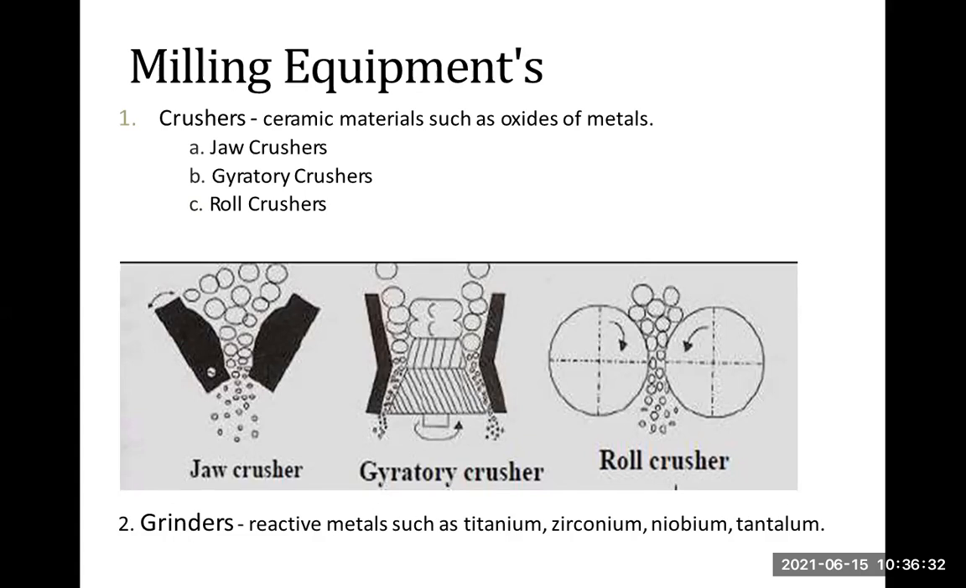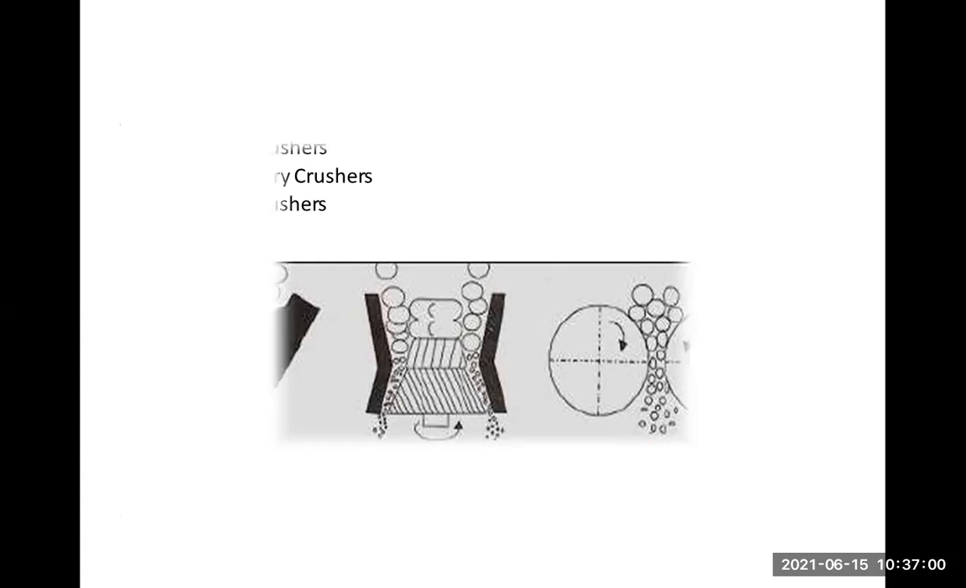In the case of the grinder, sorry, whatever is required, there are certain reactive metals like titanium, zirconium, niobium, tantalum. These are the grinding materials which are coated above the crushers and are continuously utilized regarding the applications. These applications are generally utilized with respect to the working conditions.